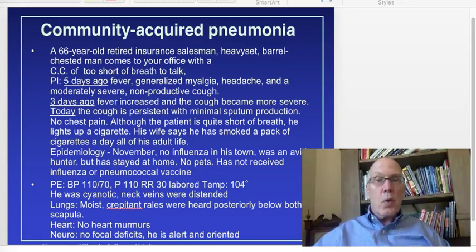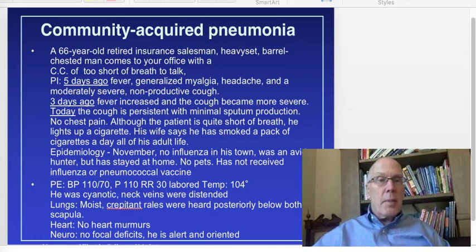Although the patient is quite short of breath, he lights up a cigarette. His wife says he has smoked a pack of cigarettes a day for his entire adult life. Epidemiology: it is November. There's no influenza in his town. He was an avid hunter, but he has stayed at home. He has no pets and has not received an influenza or a pneumococcal vaccine.